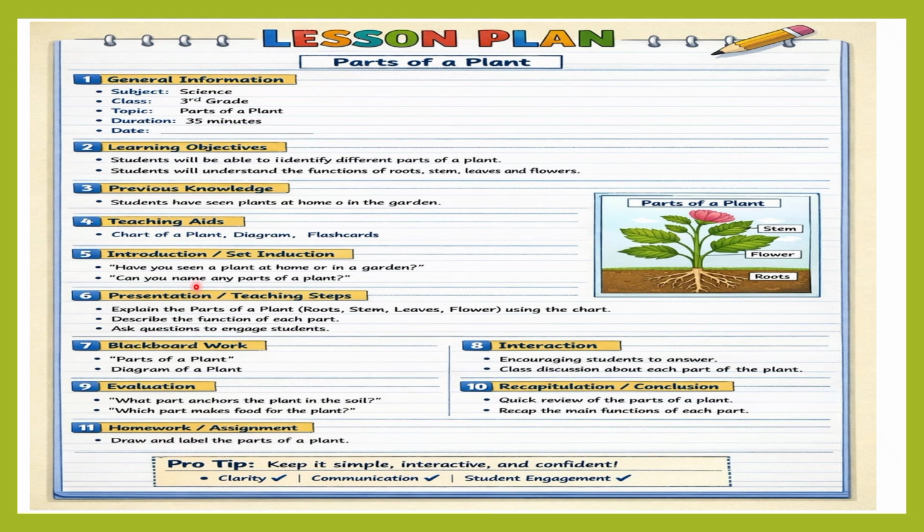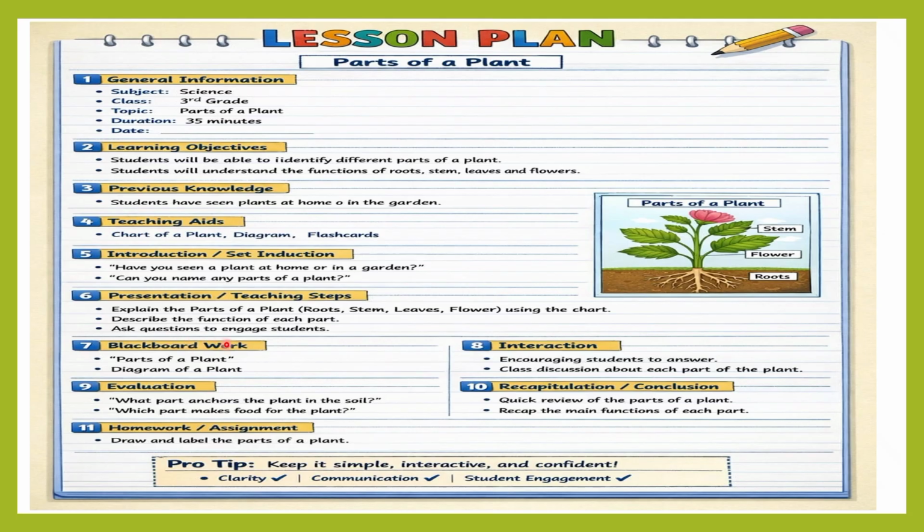Then introduction, how the introduction part has been done, that I have shared with you in the previous slide. Have you seen a plant at home or in the garden? Can you name any part of a plant? This is how the introduction part is done. Then presentation part, that is the explanation part, how the teacher is going to do. Explain the parts of the plant, root, stem, leaves, flowers using the chart. Describe the function of each part.